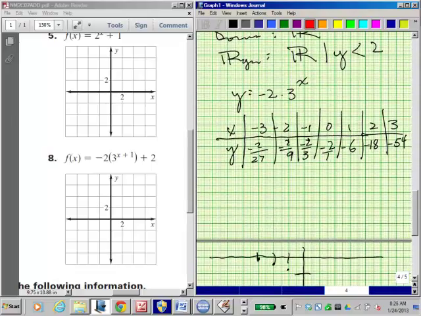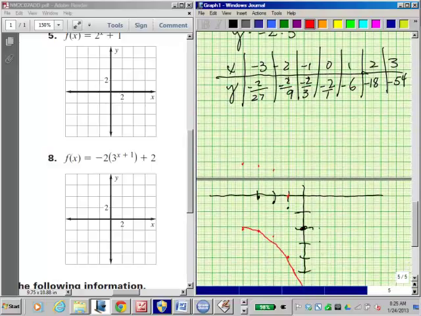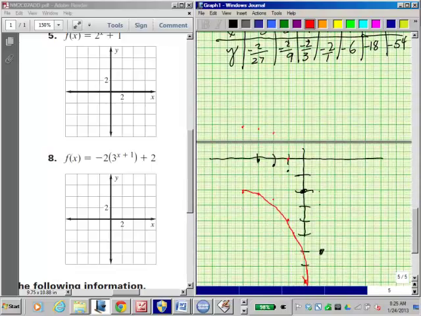I did this yesterday. 1 to the left and up 2. Should be up here. 1 to the left and up 2. 1 to the left and up 2. And finally, 1 to the left and up 2. And here is the asymptote. And here it is. My mistake.